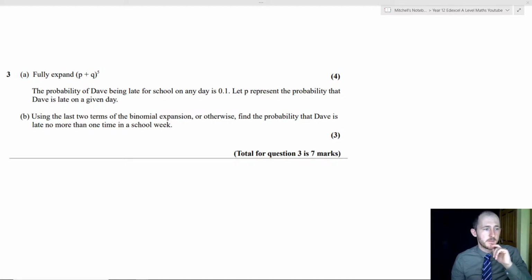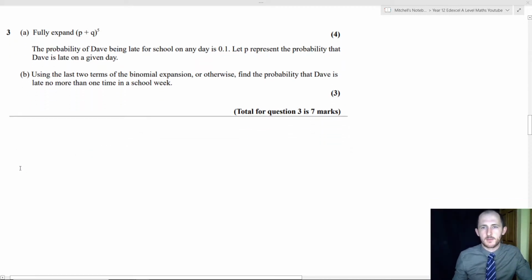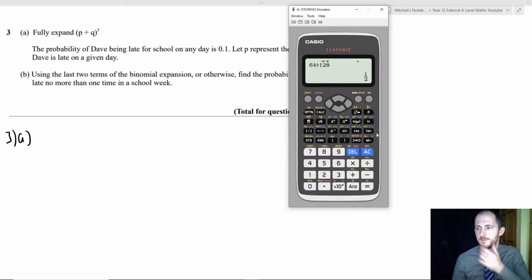This next one is a bit of a pain in the backside because we have to fully expand it, which is kind of annoying. But I'll show you it's actually not that bad. Okay, so once again, we're going to use our trusty calculator. NCR button. The power is 5. We're starting from the first place.